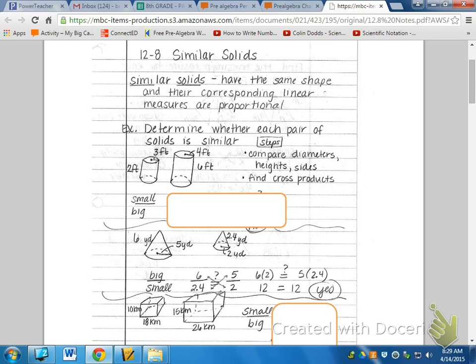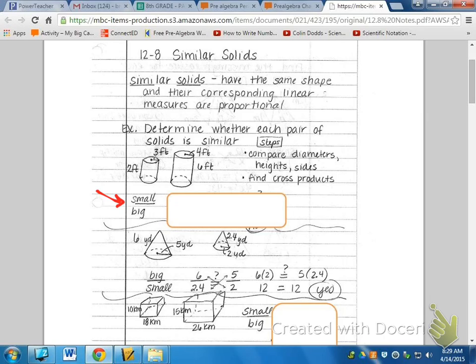The first example says that we're going to determine if the solids are similar or not. And you can compare any types of measurements that there are. With this set being cylinders, there's not a lot of measurements to compare. Anytime we have to write a proportion, I suggest out in front you make a little note to yourself what way you're going to set the proportion up. And it looks like I've got small on top and big on the bottom.